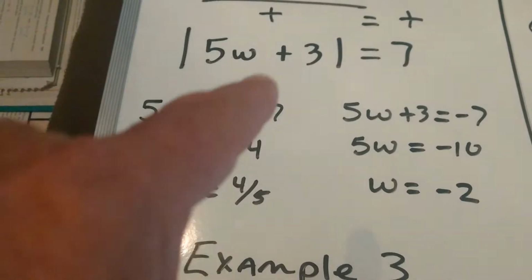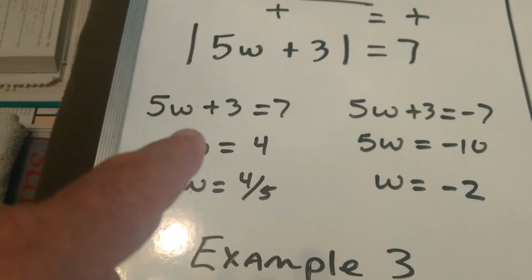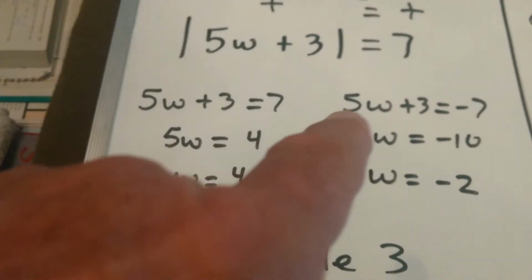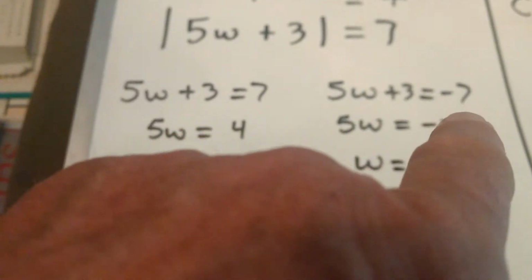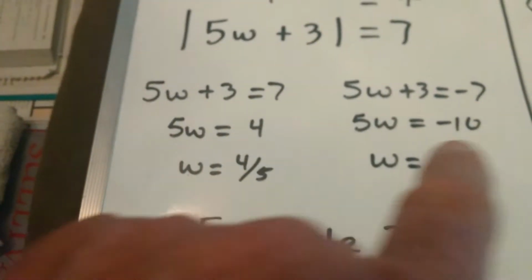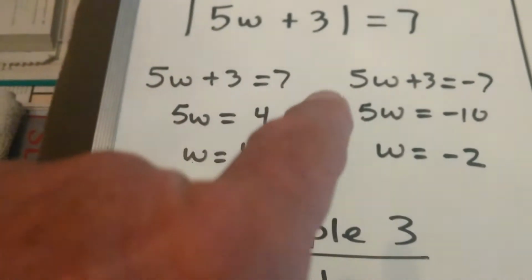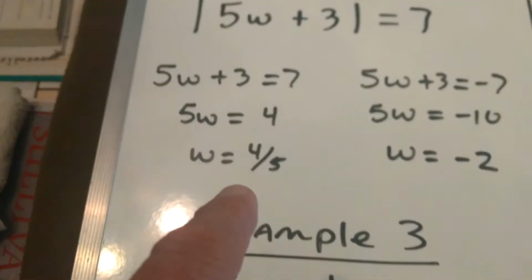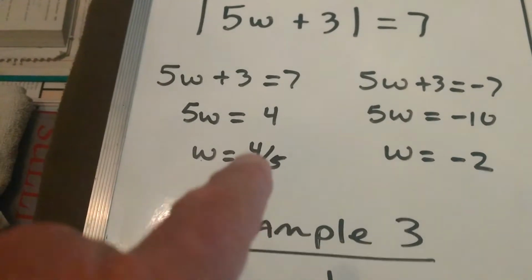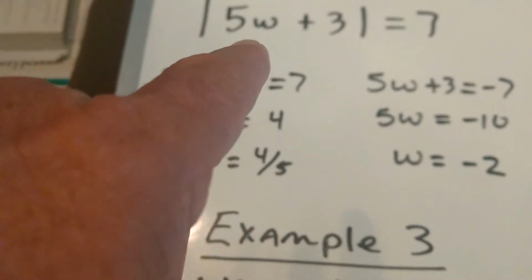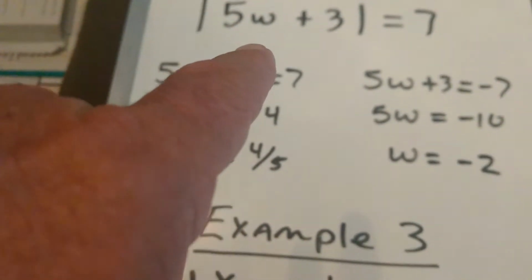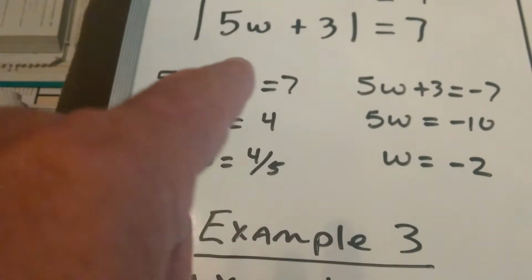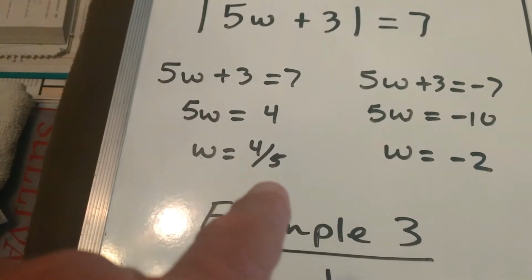So what happens here is we set it up as 5w plus 3 equals 7. And then 5w plus 3 equals negative 7. Both are two steps. So subtract the 3. Divide by 5, we get w equals 4/5. If I take that 4/5 and plug it back into here, I get 20/5, which is 4. 4 plus 3 is 7. Absolute value 7 is 7, so that works.